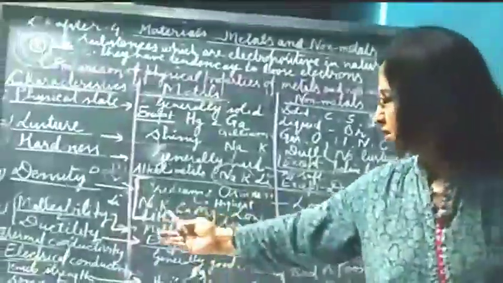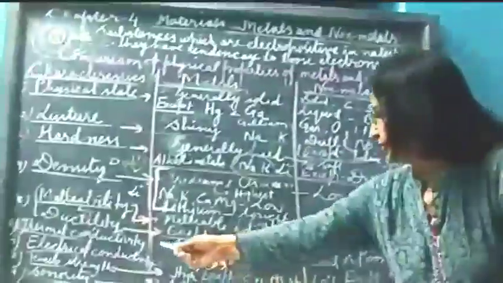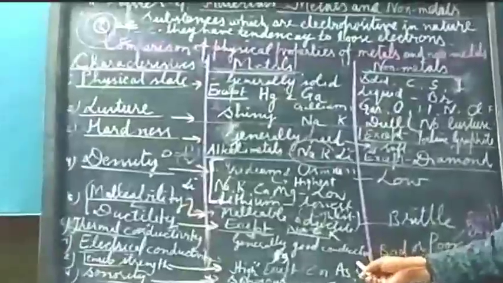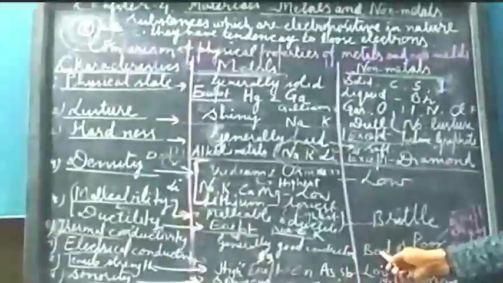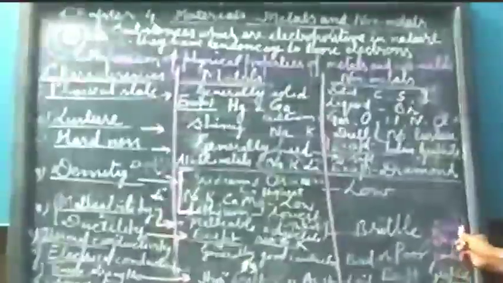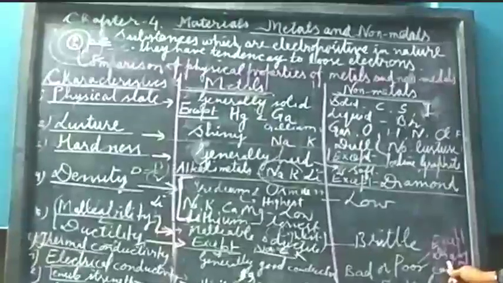Next property is their thermal conductivity. Metals are generally good conductors of heat, and non-metals are bad, or we can say poor, conductors of heat. One exception is there: diamond.